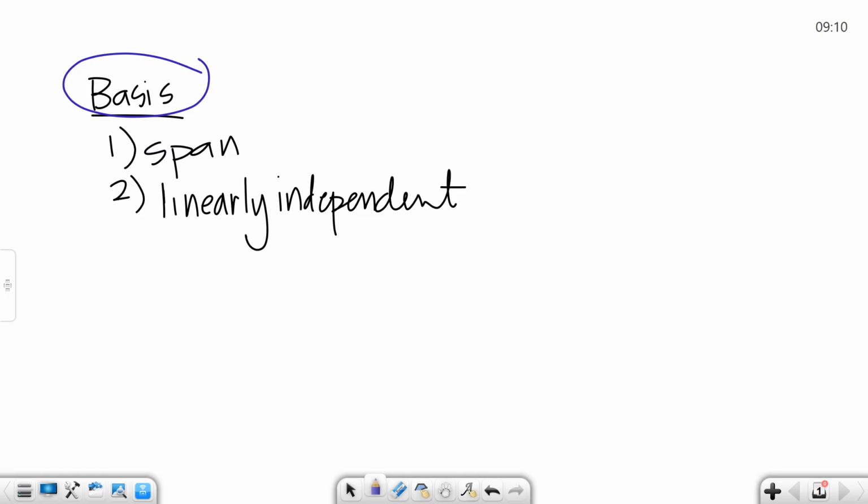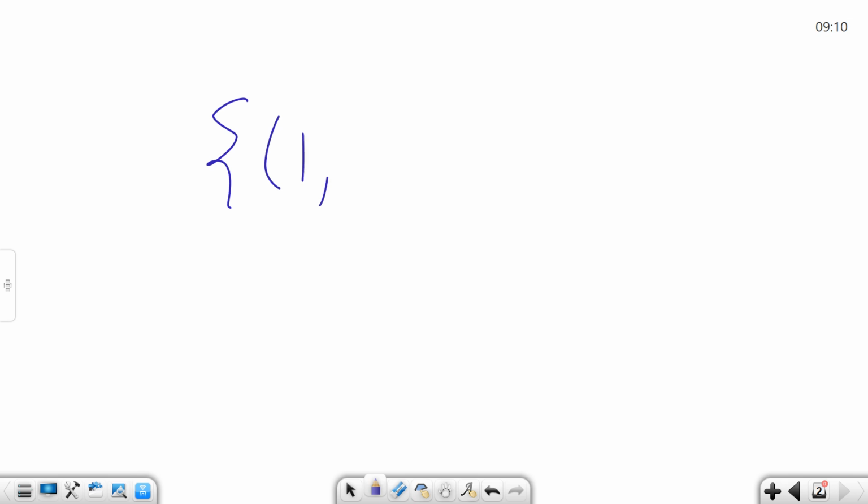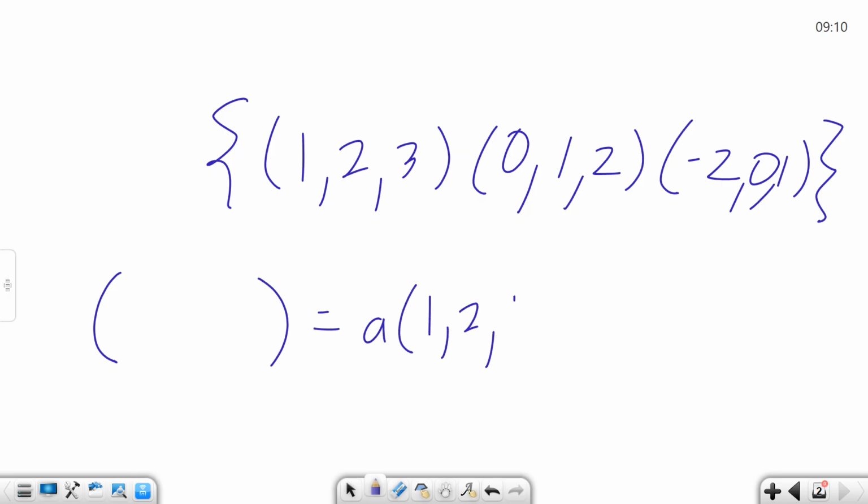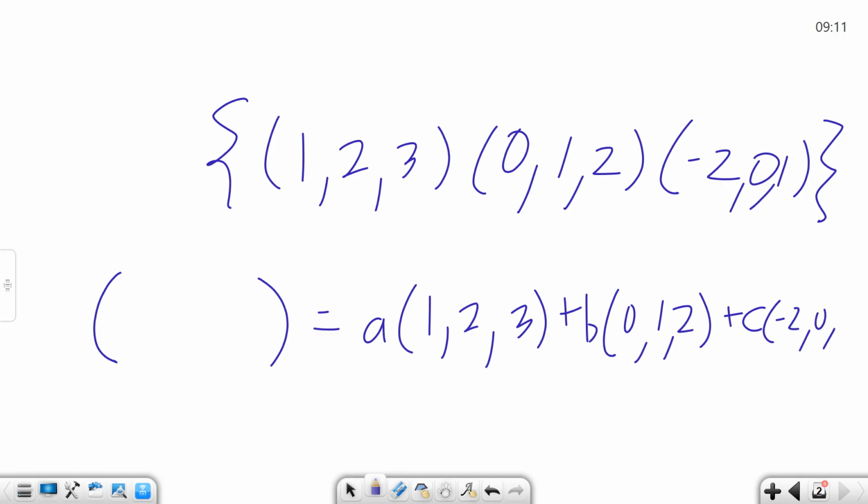So let's pretend for a minute that this 1, 2, 3, 0, 1, 2, negative 2, 0, 1 is a basis. If it's a basis, that means that every single vector in R3 can be written as a combination. In other words, if Joseph picks 3 numbers, let's say Joseph picked 1, 2, and 3, there is going to be an A and a B and a C, but only one ABC combination that would satisfy it.